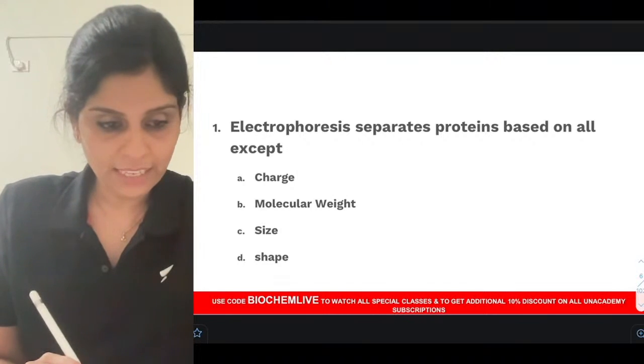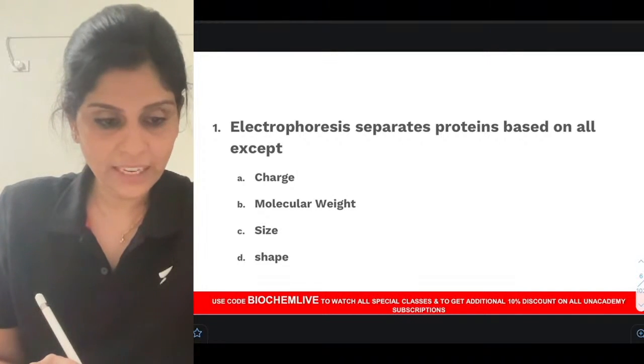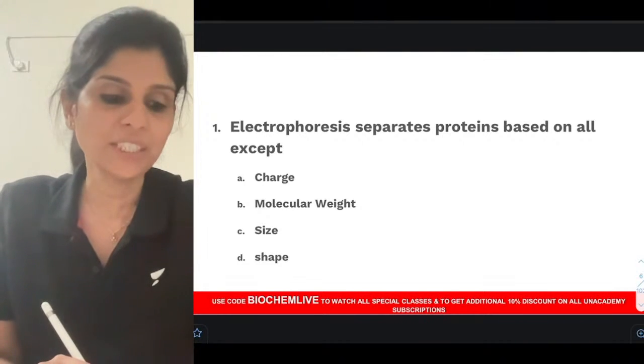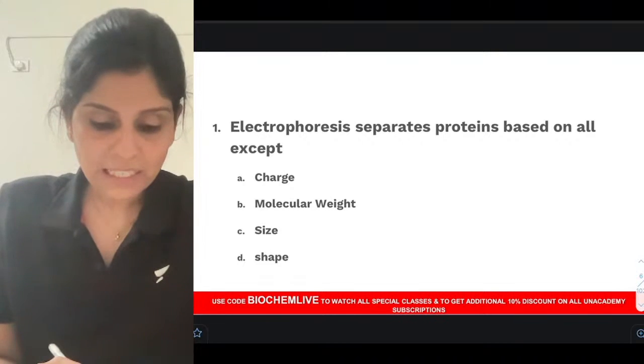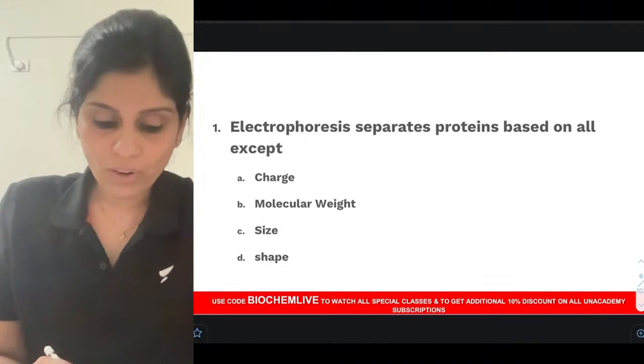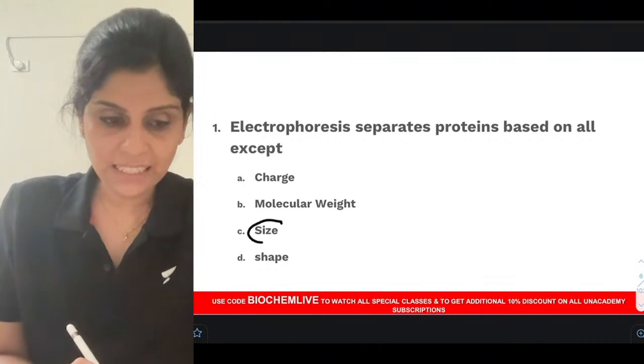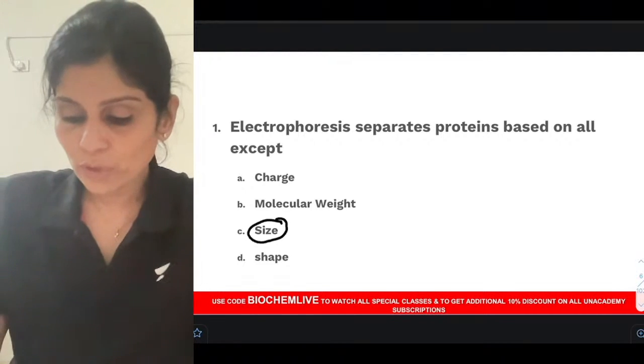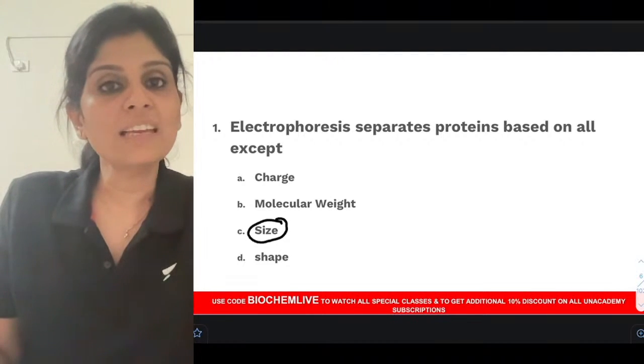Yes, S says it is D, Iqbal says it's D, Prachi says it's B. Most of you say it's shape, right? Actually, it separates proteins based on all except, the answer should be size. Yeah, the answer should be size. I will tell you why. It is because of the principle that is involved in electrophoresis.